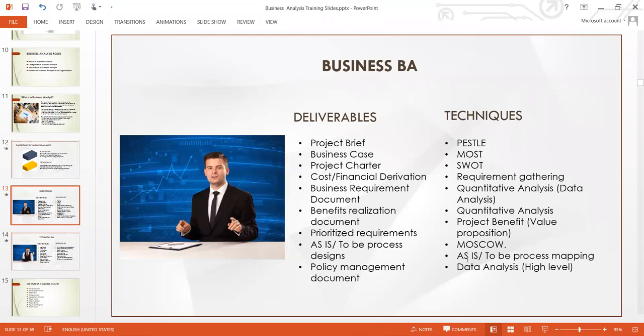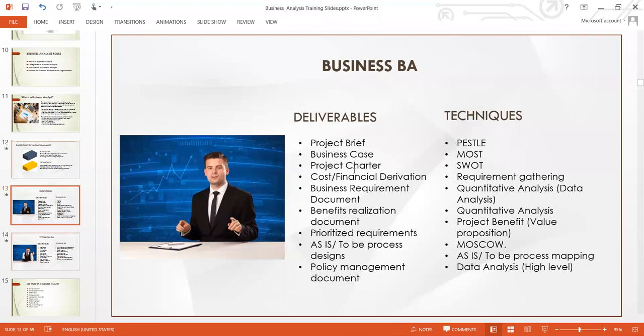So you see, process mapping and data analysis are the documents and techniques needed within the role as a business analyst. If you know all these things, the main thing is to know what you need to do within every section or every segment. Now we have listed all these things. So if you are getting a job, you already know what you are going to do.